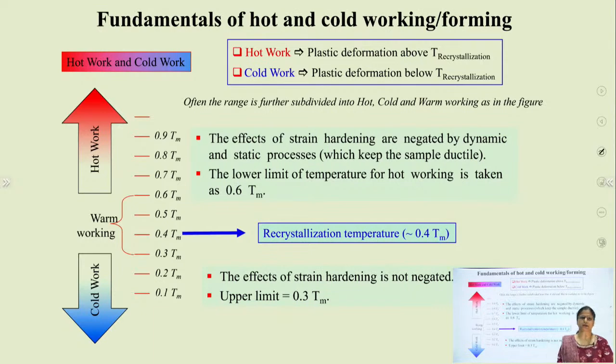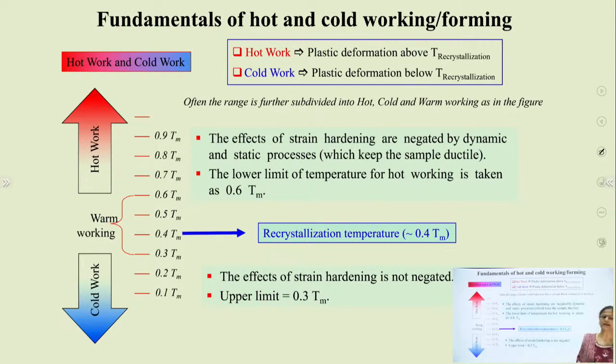In hot working, the plastic deformation occurs above the recrystallization temperature of the material. Recrystallization is the process in which the older grains disappear and newer grains form, and the plastic deformation in which the forming is done above the recrystallization temperature is called the hot working process, whereas in cold working the plastic deformation occurs below the recrystallization temperature of the material. Often this range is further subdivided into hot, cold and warm working, as we can see in the figure.